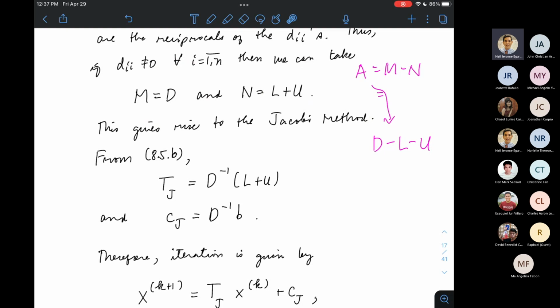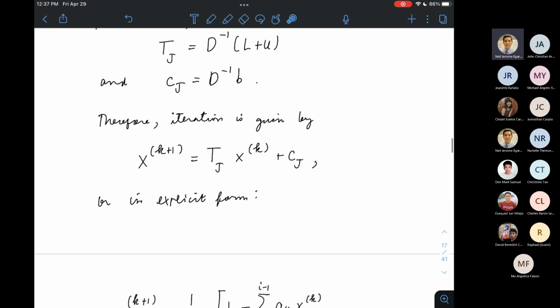And following our discussion about how to compute the matrix T and the vector C using the splitting, ito yung makikita natin. So yung transition matrix o yung iteration matrix para sa Jacobi method is simply M inverse times N. It's the inverse of the diagonal matrix times N, which is L plus U. And then the scaling vector is M inverse times B. So that's going to be D inverse times the vector B. And so we can now define the Jacobi iteration. The Jacobi iteration is this guy, okay?